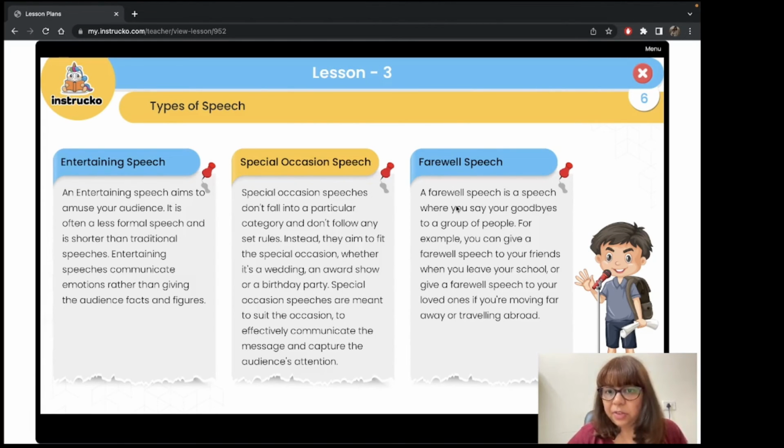A farewell speech. A farewell speech is a speech where you say your goodbyes to a group of people. For example, you can give a farewell speech to your friends when you leave your school, or you can give a farewell speech to your loved ones if you're moving away or traveling abroad. A farewell speech is basically meant to say goodbye.